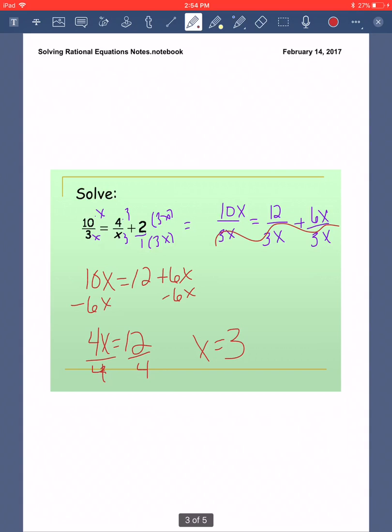And my very last step is I'm going to plug in 3 into my denominator and make sure that I don't end up with a denominator of 0. So I'm going to come over here to my common denominators, and if I plug in 3 right there, 3 times 3 is 9. I'd have a denominator of 9, which is completely okay. So x equals 3 is my solution.